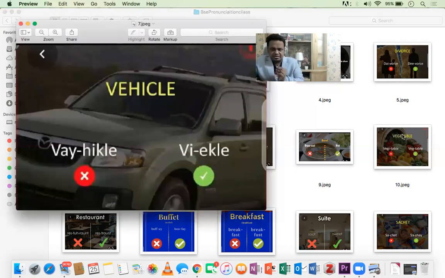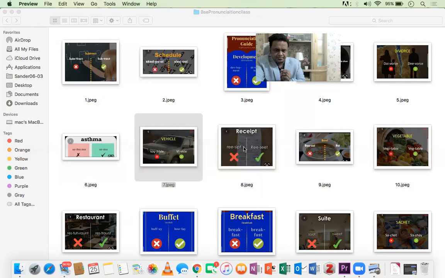Then we got vehicle. It is not pronounced with the H. H is silent in the British pronunciation. Lots of vehicles are on the road. So it is vehicle. Let's move to the next one.